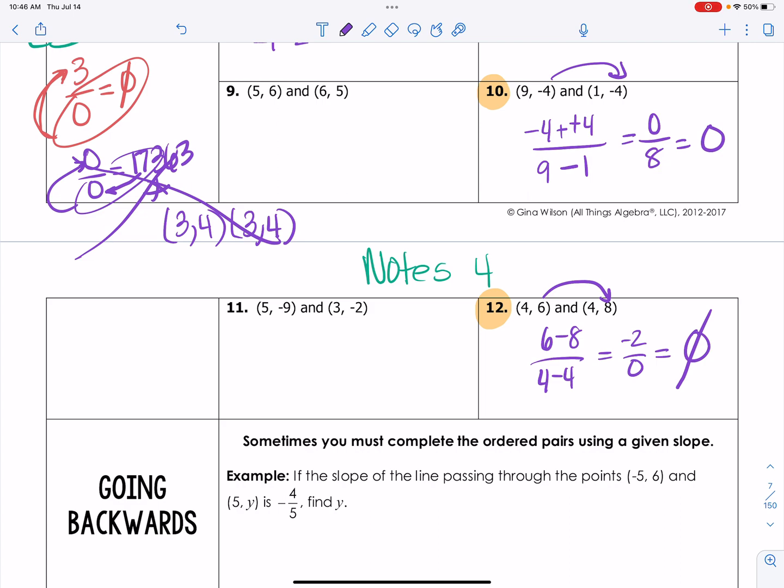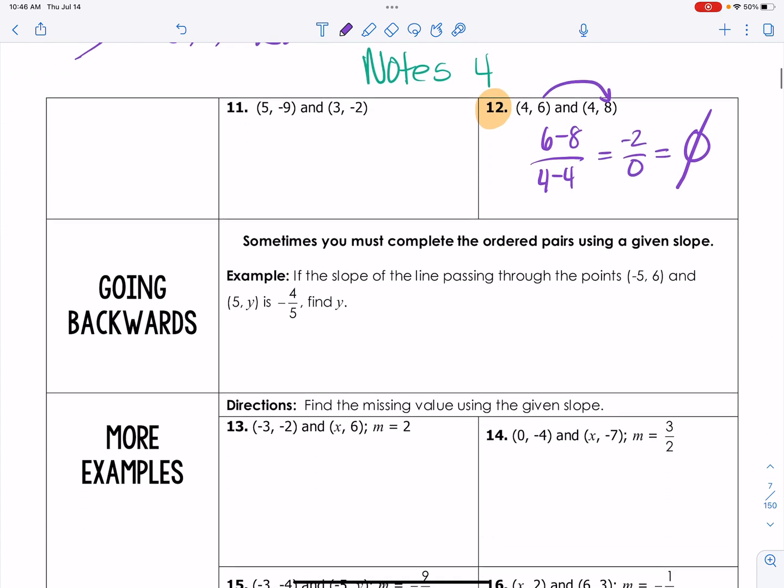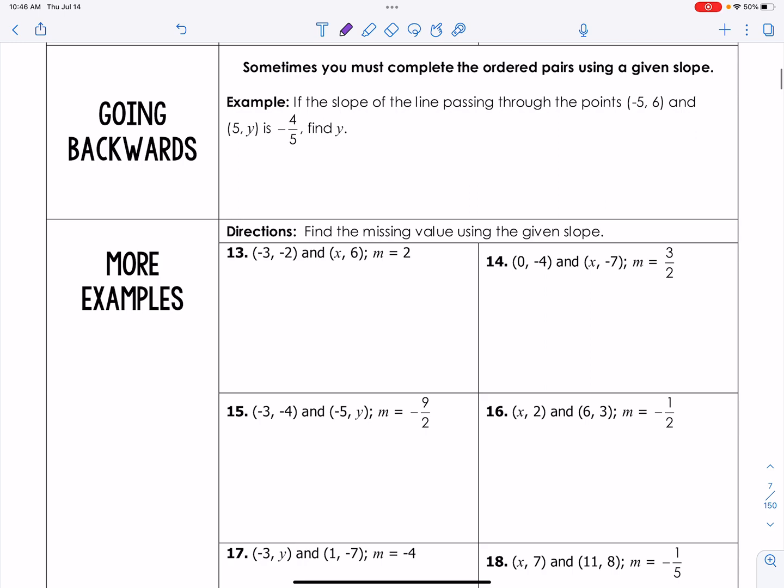All right, so now this next part is a little tricky. This is going to be the hard part of your assignment. It says sometimes you must complete ordered pairs given a slope. Like, you know how many hours you worked, you know your pay, but you don't know your paycheck. You're given different things in the problem. So if I look at these 2 points, it doesn't matter which one you start with. If it's a variable, I like to start with this one.